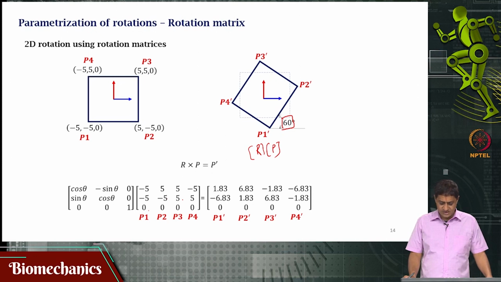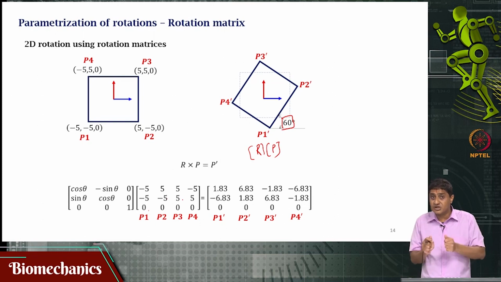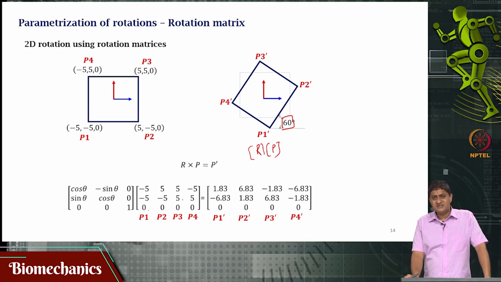Once you compute this, you realize that the points have moved to 1.83 comma minus 6.83 and 6.83 comma 1.83, minus 1.83 comma 6.83 and minus 6.83 comma minus 1.83. Remember, the square itself is not squished or elongated. The square is just rotated. It is not translating, it is not squished or elongated. It has undergone a pure rotation about the z axis by an angle of 60 degrees. This is a simple example. We will see more examples of this in future videos.